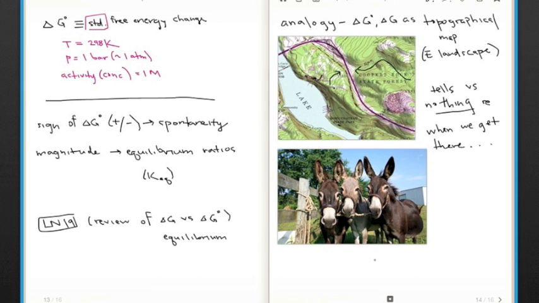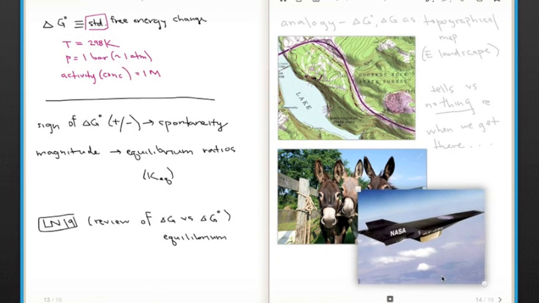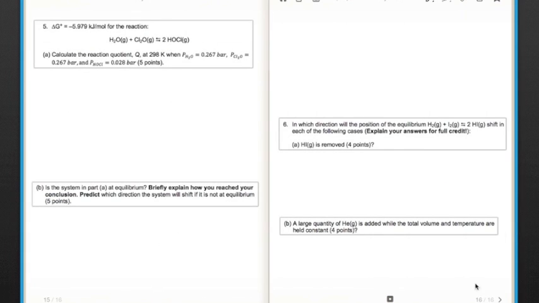And so just as a brief illustration, you can imagine that kinetics would allow us to take one method for getting there, right? So a donkey. Or we could take another route, which would be apparently this supersonic NASA jet, but delta G itself tells us nothing about which way we will choose.